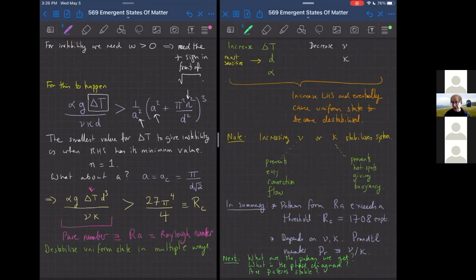And the answer to the last question is they're not stable. They're stable within some range, but then as you start to increase the Rayleigh number, you get a whole succession of instabilities, ultimately giving rise to fluid turbulence. Anyway, we'll talk about all of that next time.